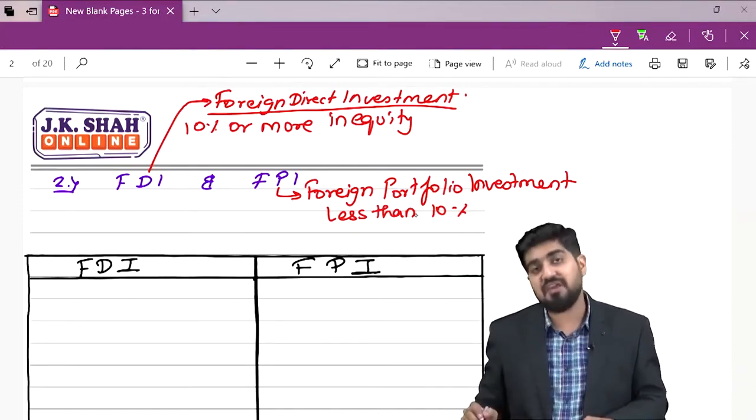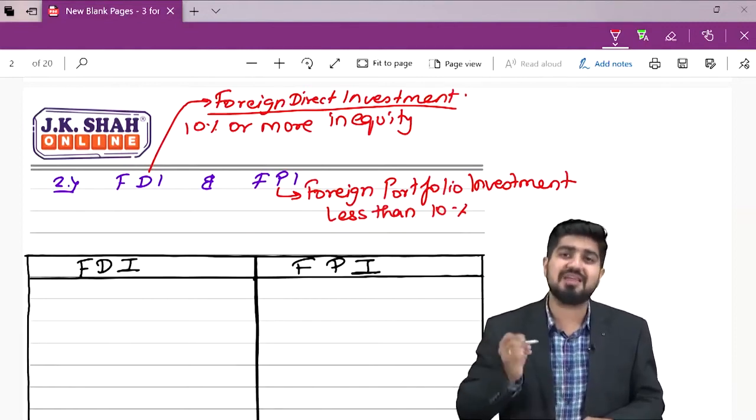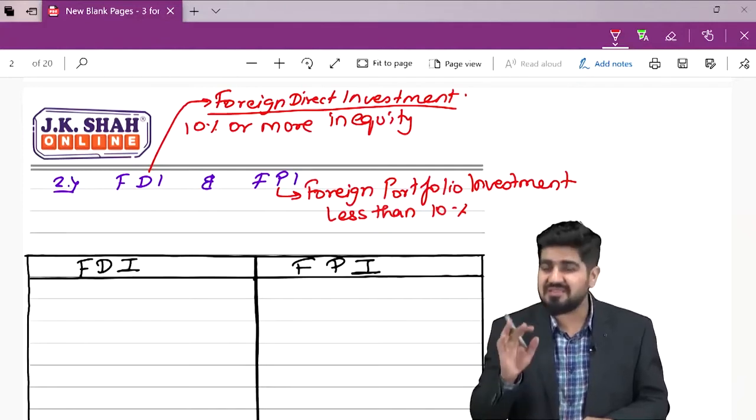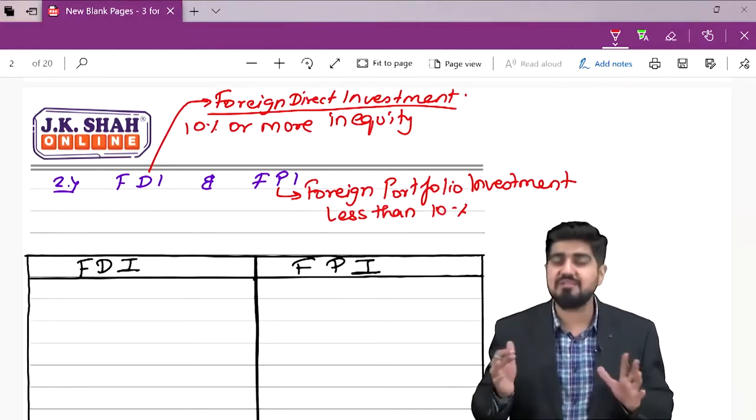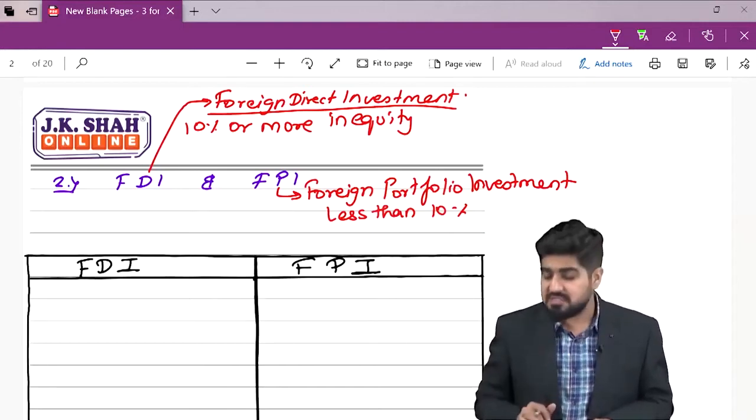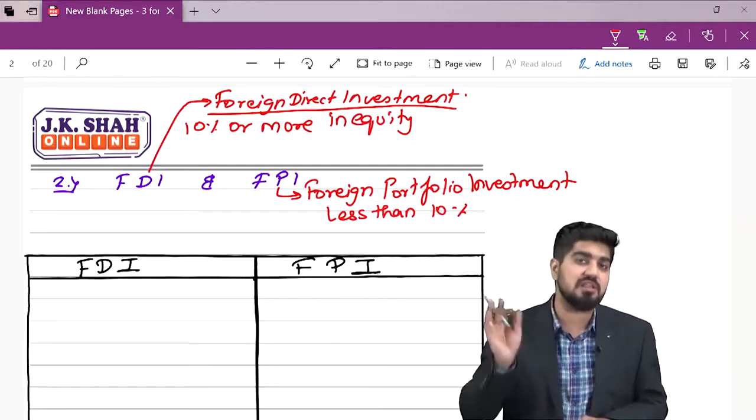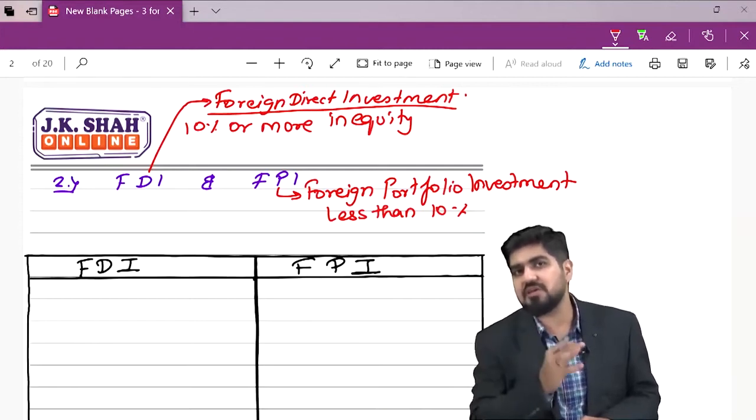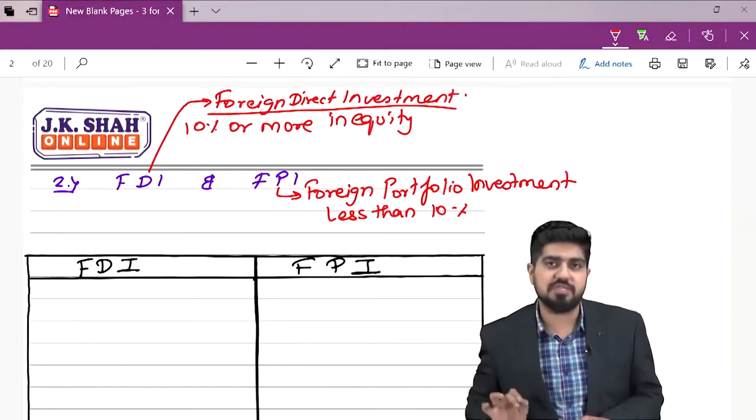Now what do you mean by FPI? The investor has invested in your company, but it is less than 10%. That means it's a very minor stake in your entire organization. Generally, FPI investments are not directly received in the real market. It is coming directly in the stock market. Whenever you are investing in the stock market, you won't purchase 50% of the shares that are listed online. So generally in the stock market, whatever investments are coming from foreign countries fall under foreign portfolio investment.